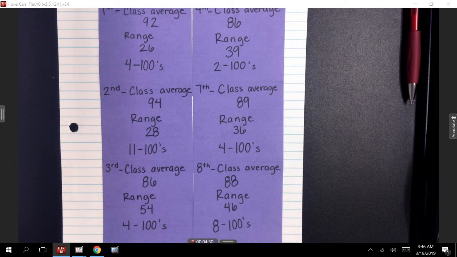Y'all's range was just a little bit bigger, so y'all's are further apart. Do we know how many numbers were on the high end and how many were on the low end? No. We're going to talk about something today called a box-and-whisker plot, and it's going to let me compare where the scores are located. All right, so we're going to talk about that in a minute.